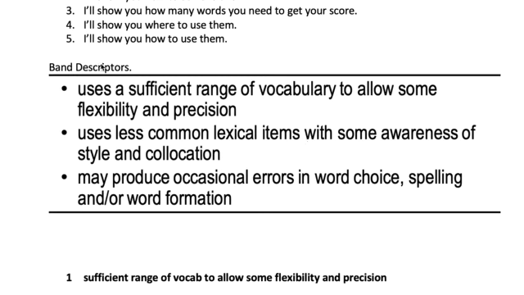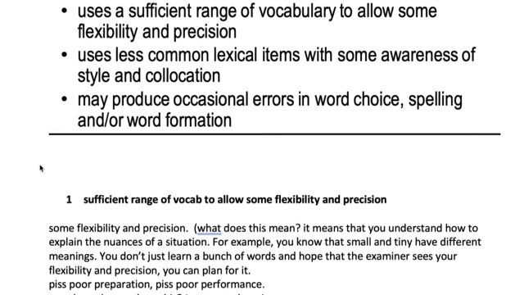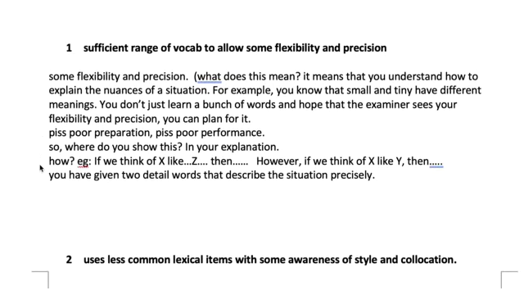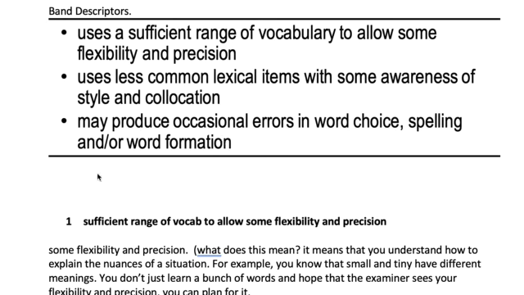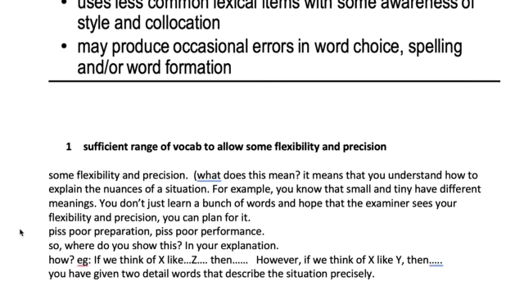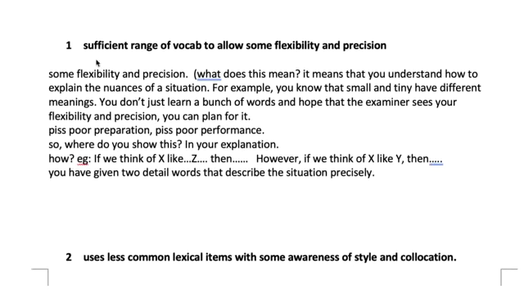So these are the 3 band descriptors from the official IELTS Cambridge band descriptor public version. We'll look at each one individually and I'll show you how to achieve them, because you have to do these in order to get your mark. So, number 1, sufficient. Sufficient means enough. Range of vocabulary.